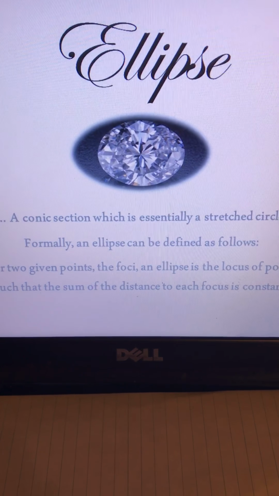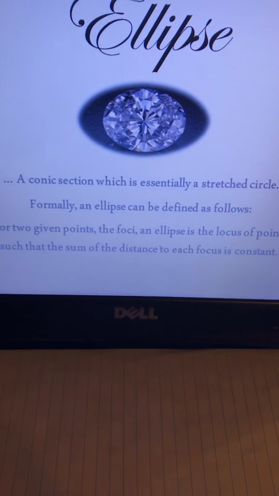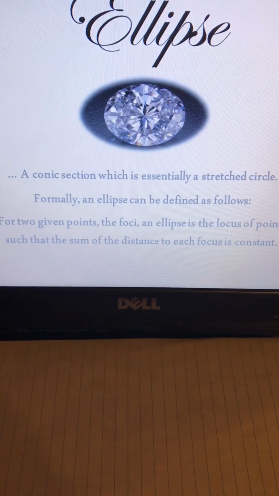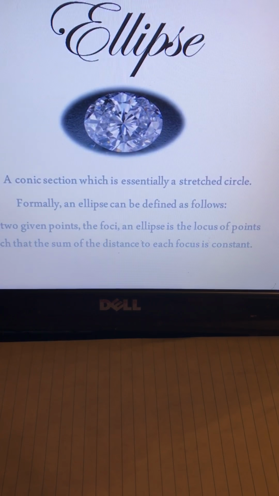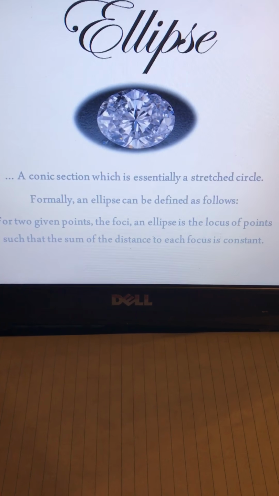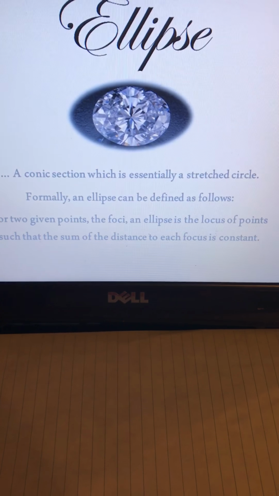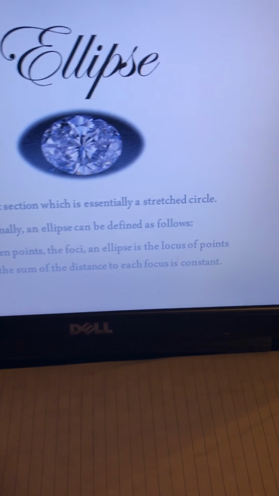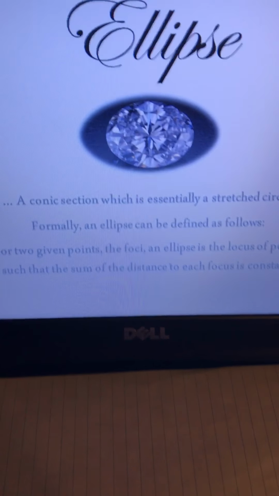Formally, an ellipse is defined as follows. For two given points, the foci, an ellipse is the locus of the points such that the sum of the distance to each focus is constant, and I'll explain that to you in more detail.